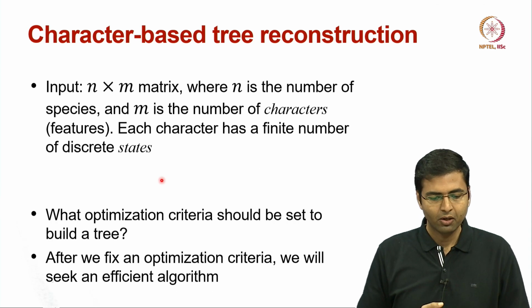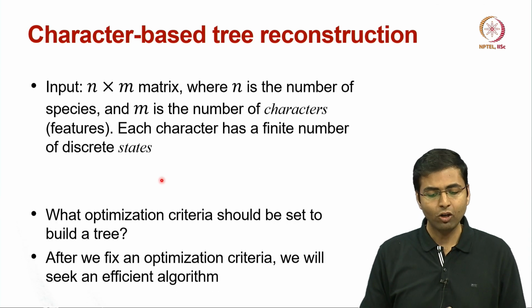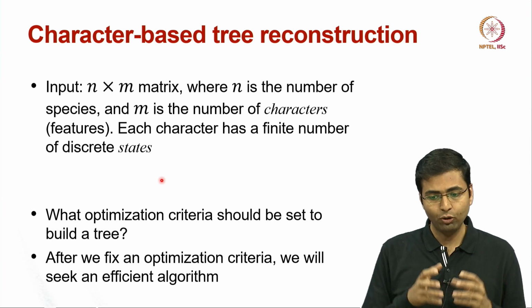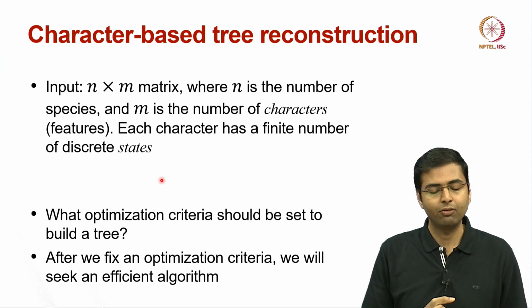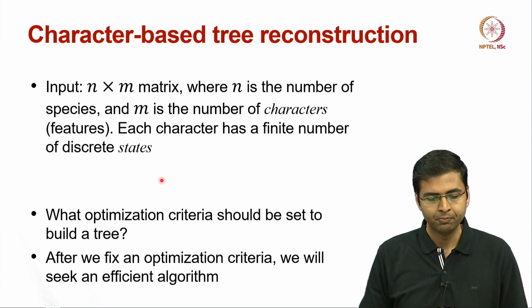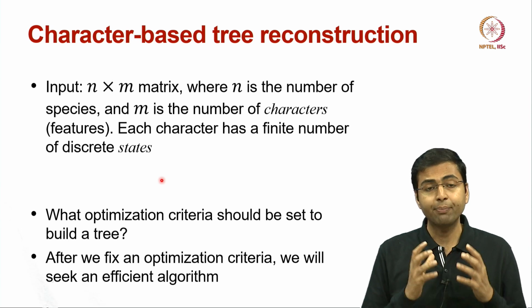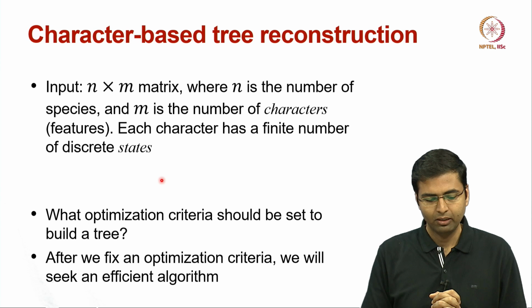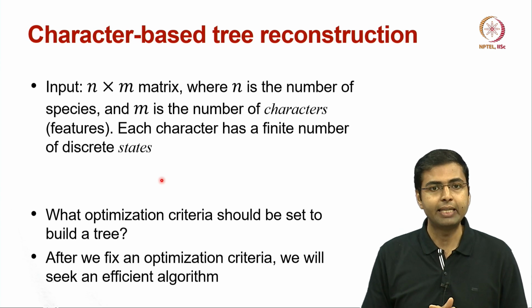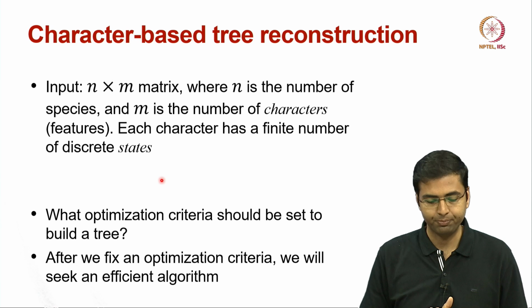Now, with this input, what optimization criteria should we set to build a tree? That is, we know these characters or features for all the species. What should be our objective function that we can set to build the tree? And once we have set up the optimization criteria, we would also seek an efficient algorithm that solves that optimization problem.